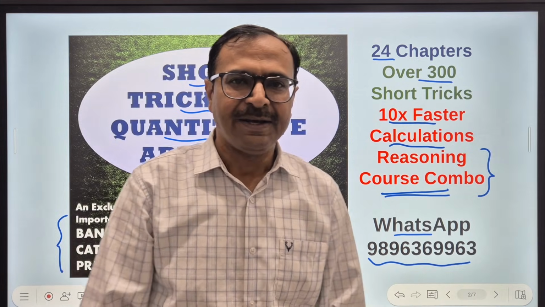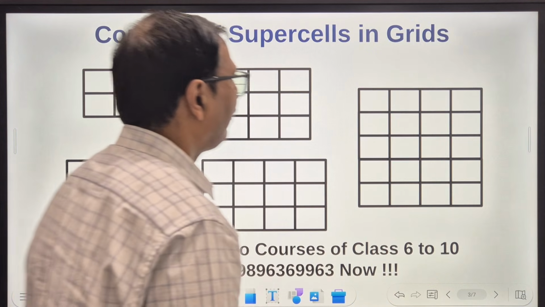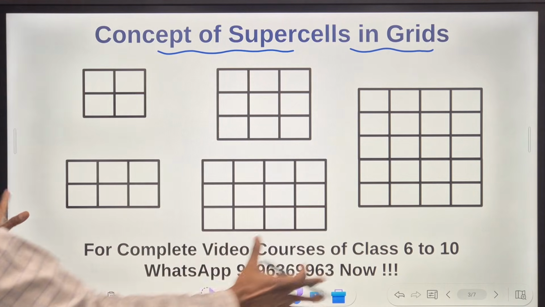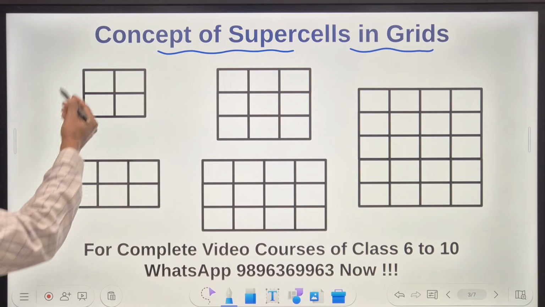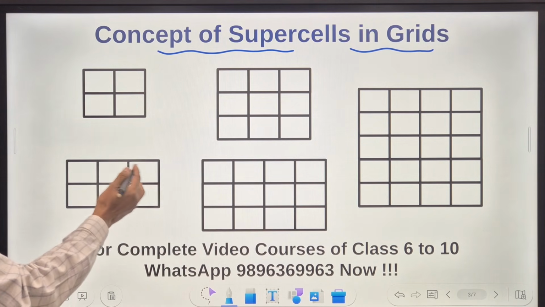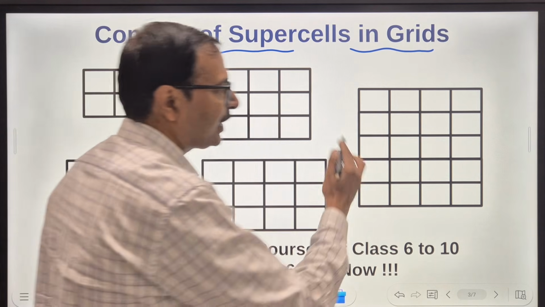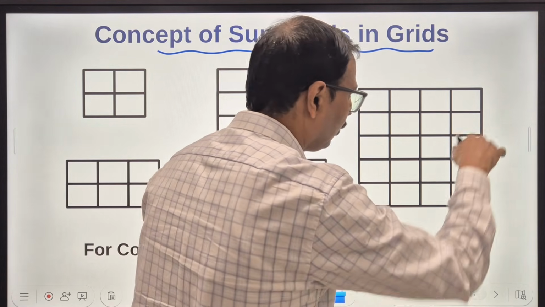Now let's understand the concept of the supercells in grids. You can see so many grids drawn here. This is a 2 by 2 grid. This is a 2 by 3 grid. This is a 3 by 3 grid. This is a 3 by 4 grid. And this is a 5 by 4 grid.